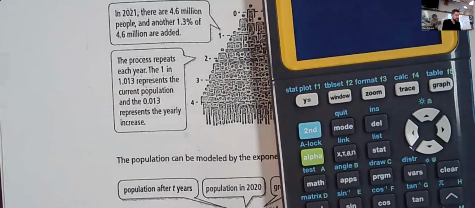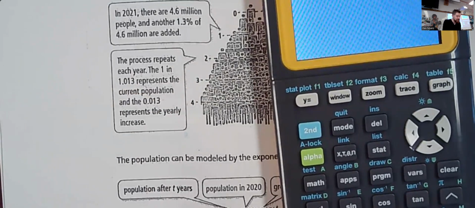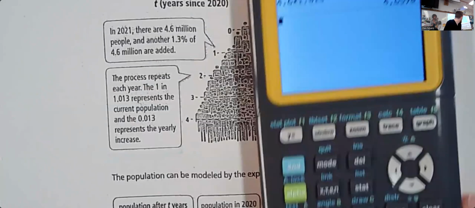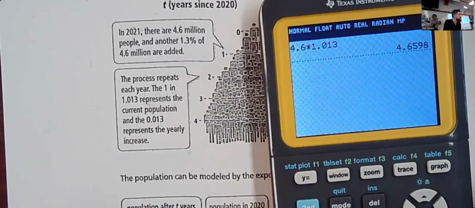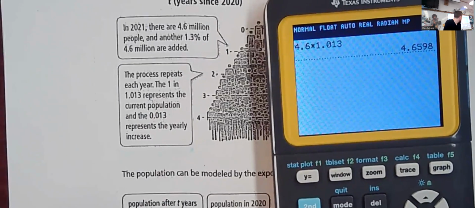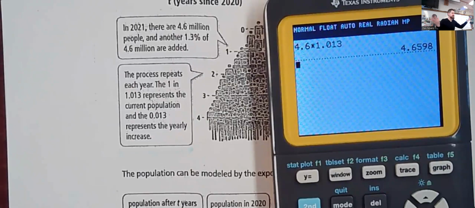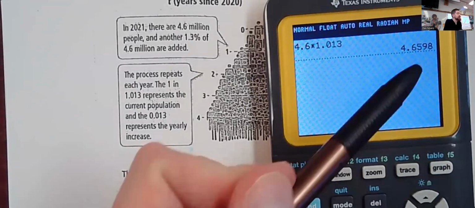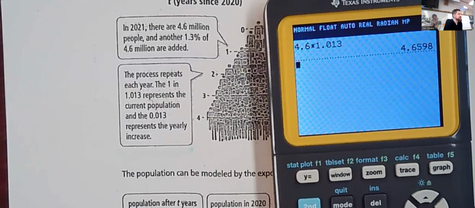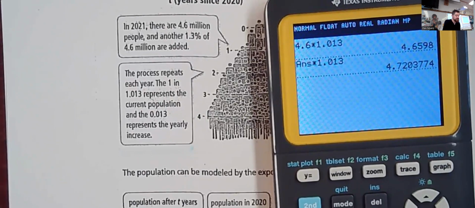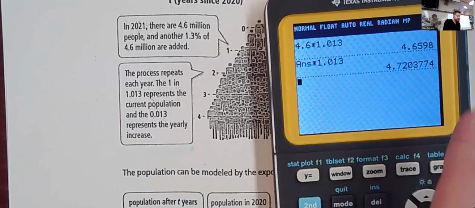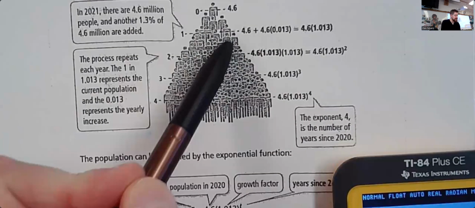So multiply that by 1.013, which ends up being 4.6598 million people, or 4,659,800 people, if you actually expand that out and talk about the number. So this is what happens after 1 year. If you want to know what happens after 2 years, just multiply that by 1.013 again. The year after, 4.723774 million. And you're actually going to see these numbers off to the side here.